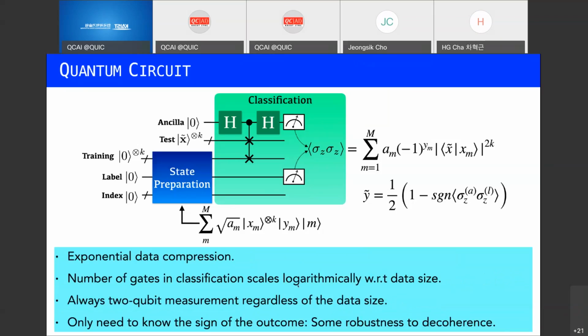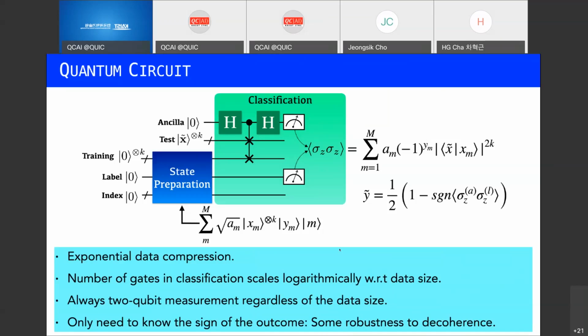So just to summarize, the advantage of this scheme is, first of all, as long as we can realize this state preparation, it automatically gives us exponential data compression. Secondly, if you look at this classification step, the number of gates that we need to use scales linearly with the number of qubits, meaning that it scales logarithmically with respect to the data size. And we always do a 2-qubit measurement regardless of the data size, so it could be nice.